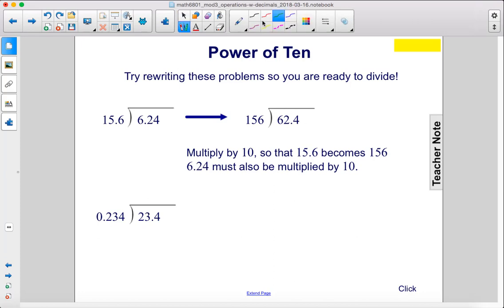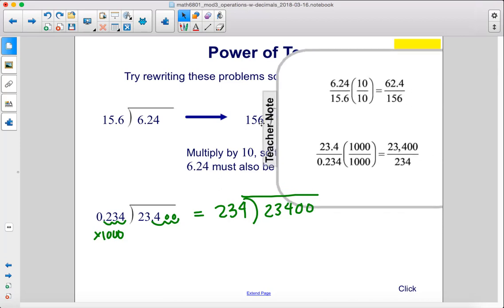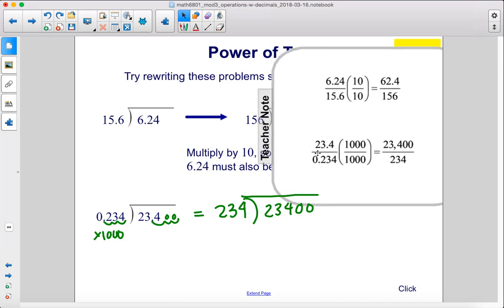Down here, we're going to have to multiply this by 1,000 so that this decimal will move over to here, which means we also have to multiply this by 1,000. So 1, 2, 3, so we'll add 2 zeros on there, and this becomes 234 as the divisor and 23400 as the dividend. So you can see how this works out. 23.4 divided by 0.234 times 1,000, then we get 23,400 divided by 234.